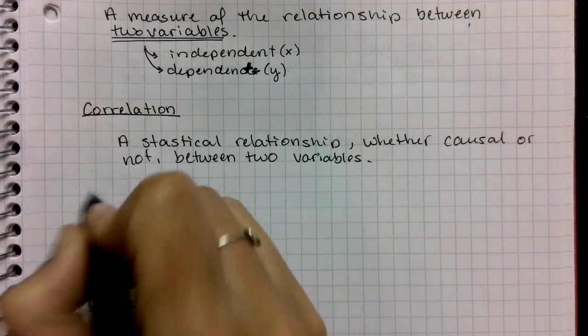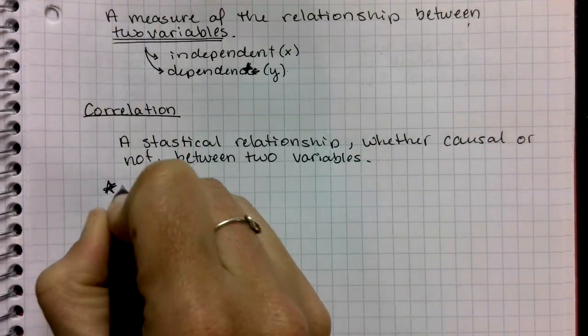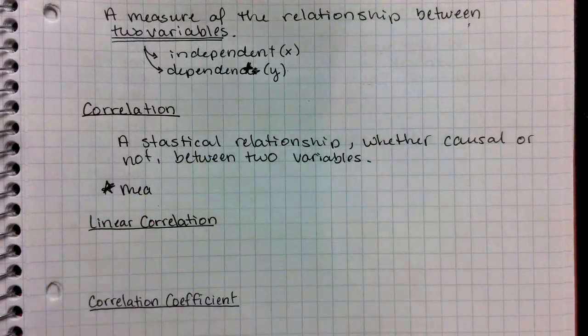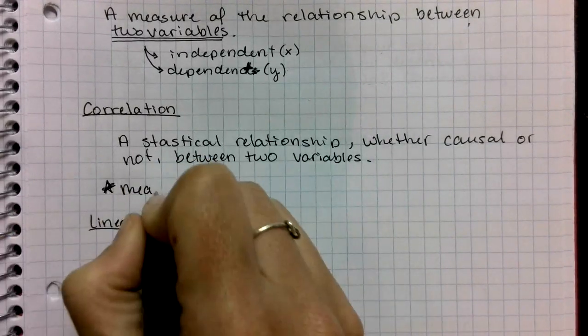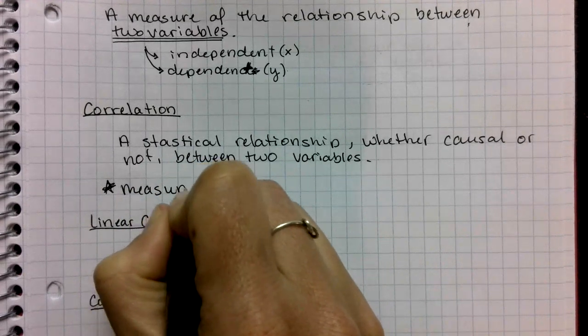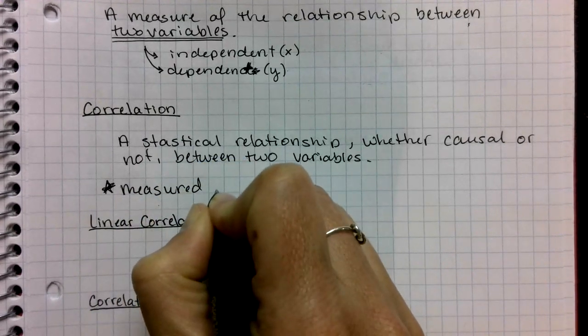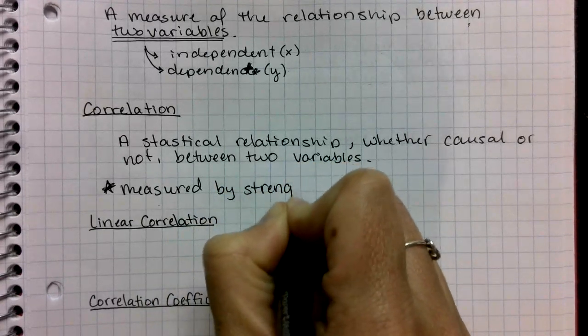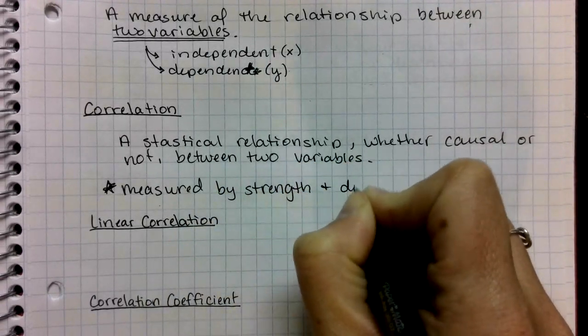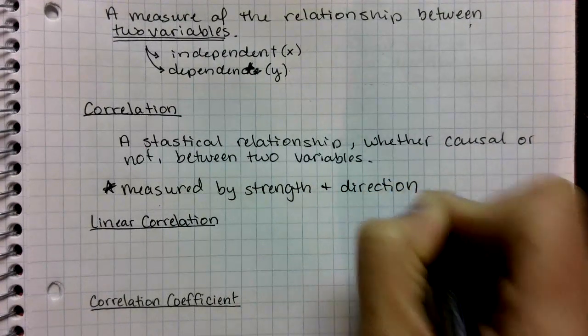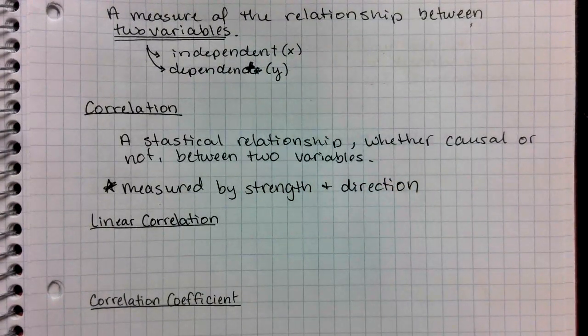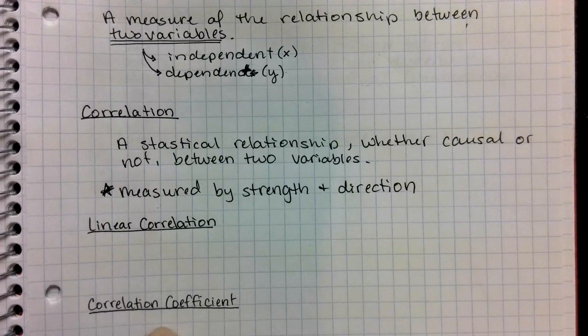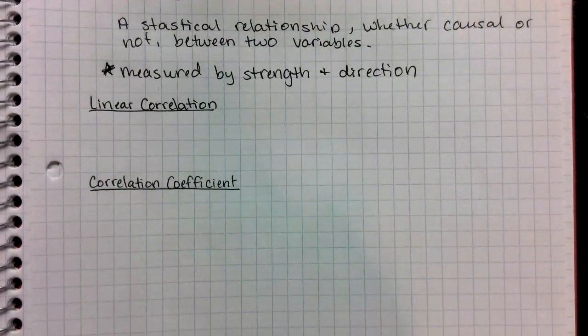Now, when we talk about correlation, this is a really important part because it says it's a statistical relationship. So we're looking for something that we can actually measure. Correlation is measured in two ways, and that is by strength and direction. So we have two different things that we're going to be looking for: the strength of the correlation and the direction of the correlation. And we'll talk about those more down here with our correlation coefficient.